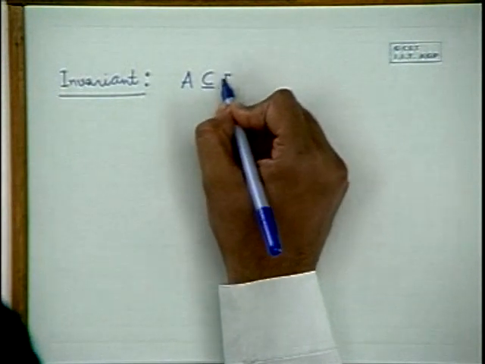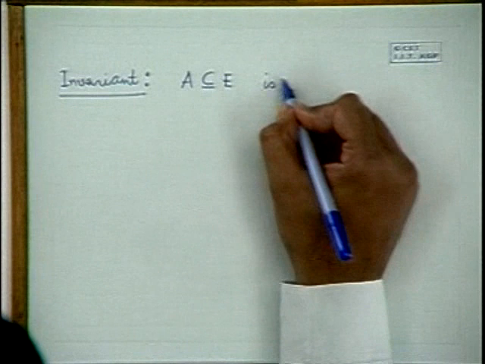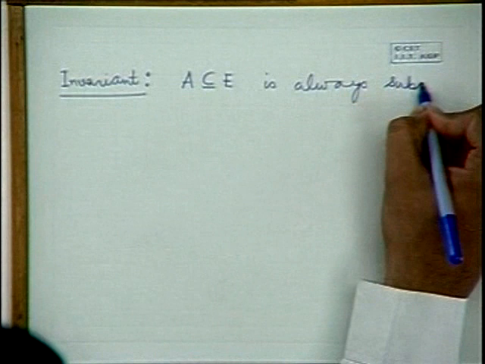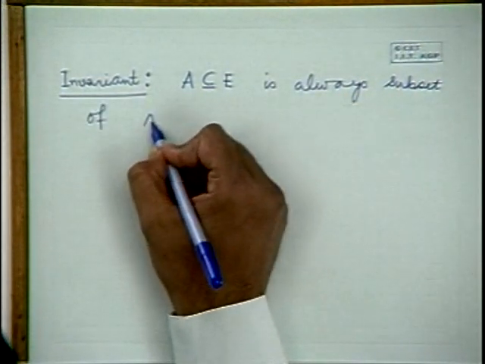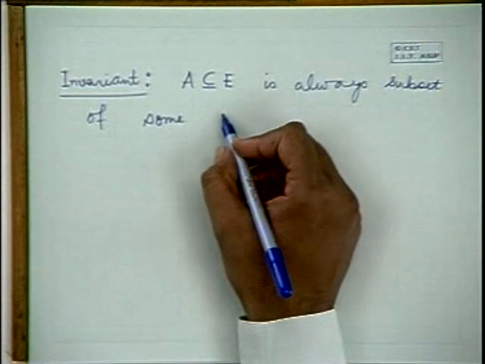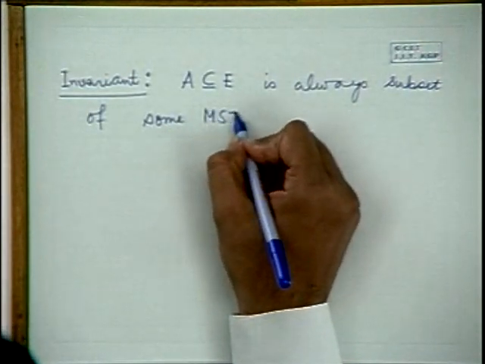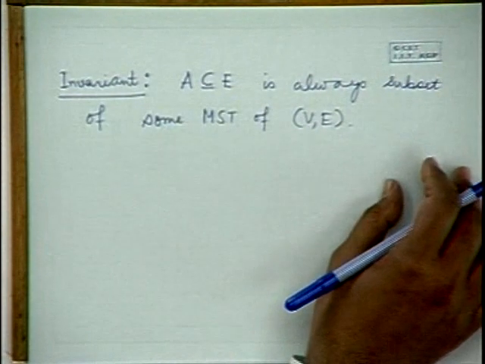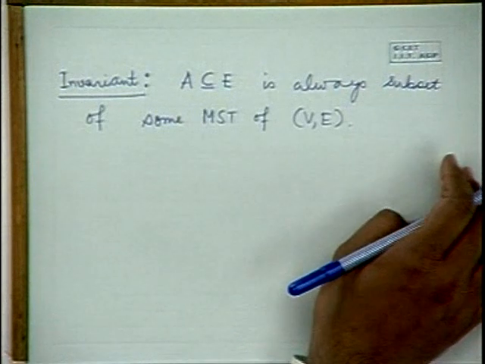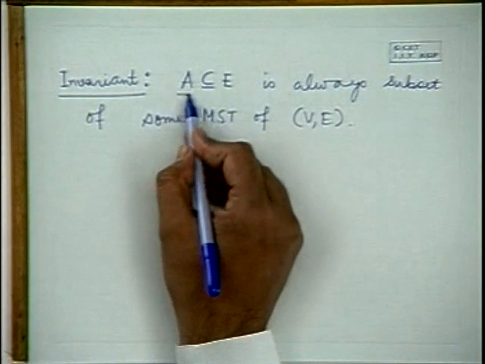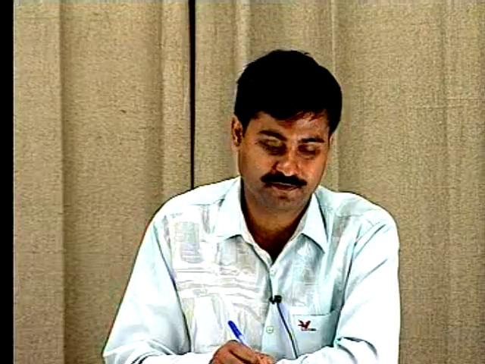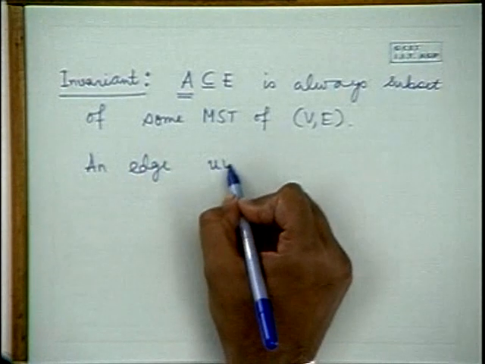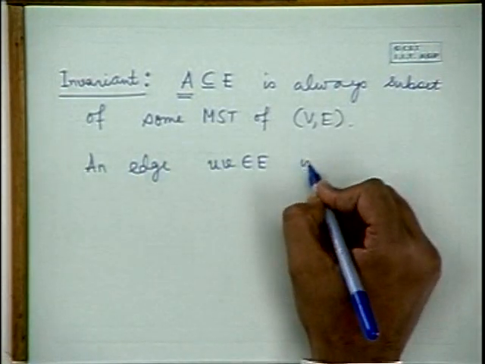A, a subset of the edges E, is always a subset of some MST of the graph. There may be more than one MST, I already told you. This is our invariant which will be maintained by the algorithms. With respect to this set A, we are going to define something. An edge (u, v) is called safe.